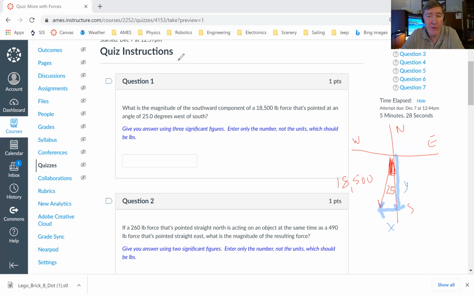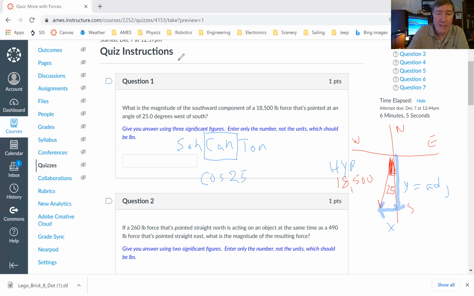Now, Trey, I want to come up with a number for what Y is equal to. How am I going to do that? Y is adjacent to the angle, and we already know the hypotenuse, so that would be the cosine. Adjacent over hypotenuse. Trey is thinking about SOHCAHTOA, and he recognizes that adjacent over hypotenuse is cosine. So the cosine of the angle, which is 25, is equal to the adjacent, which we don't know, so we call that Y, divided by the hypotenuse, which we do know, which is 18,500. And now it's just an algebra problem.